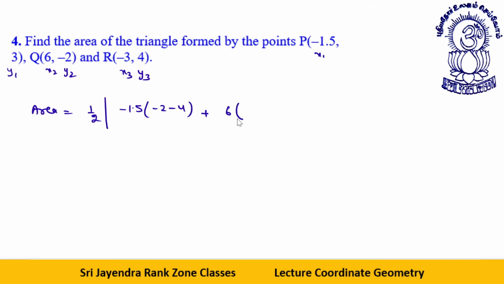Then plus x2, x2 is 6, into y3 minus y1, plus x3. x3 is minus 3 into y1 minus y2, like this. So far clear? Now let's calculate this. This is half. Minus 2 minus 4 is minus 6. Minus 6 into 1.5 is positive 9. 6 into 1 is 6. Lastly, we have 3 plus 2, 5.